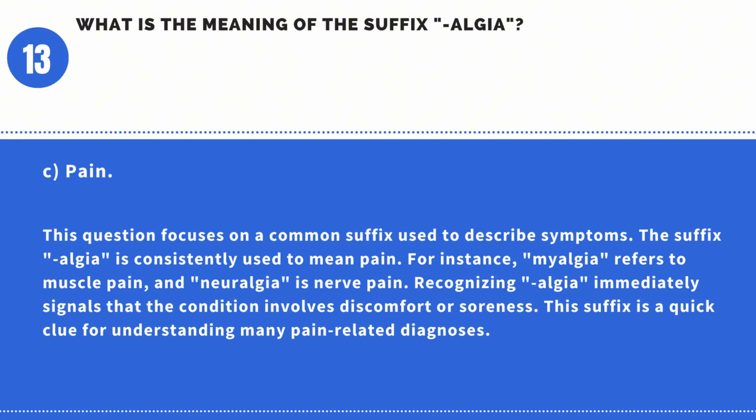Answer, C. Pain. This question focuses on a common suffix used to describe symptoms. The suffix algia is consistently used to mean pain. For instance, myalgia refers to muscle pain, and neuralgia is nerve pain. Recognizing algia immediately signals that the condition involves discomfort or soreness. This suffix is a quick clue for understanding many pain-related diagnoses.